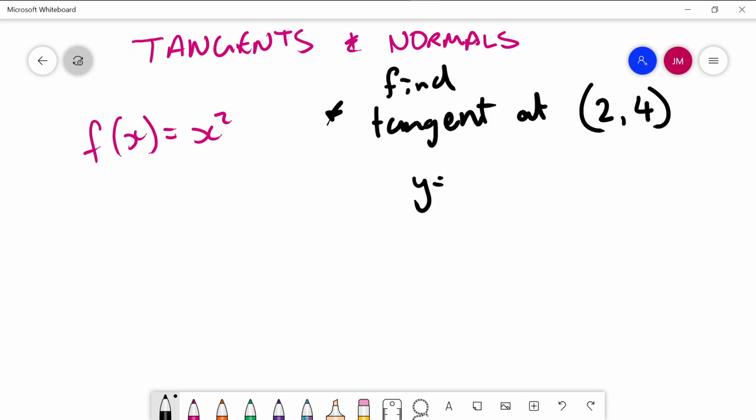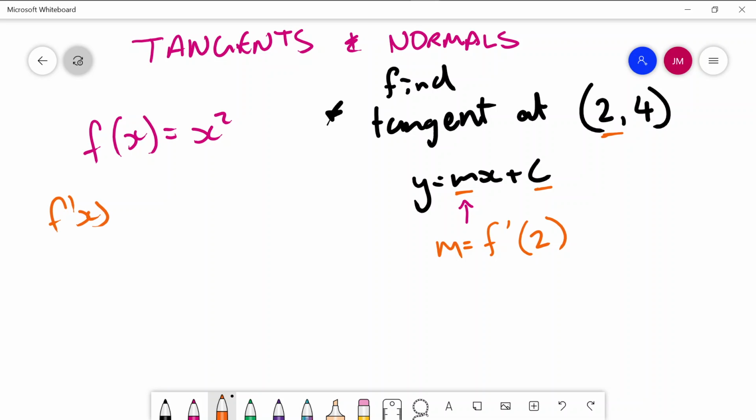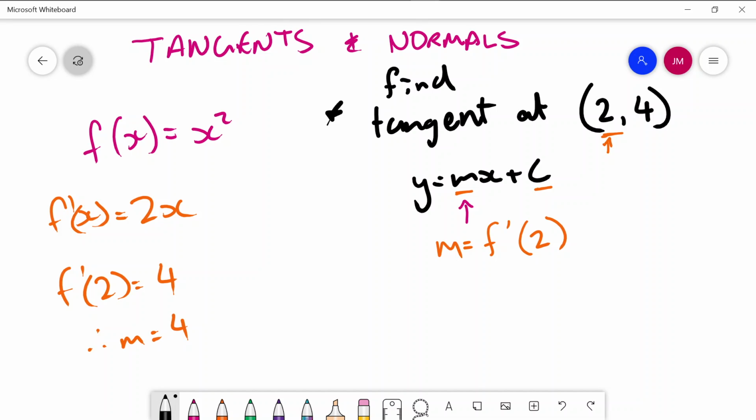So we know we want y equals mx plus c, and that means we want to find a gradient and also an intercept. So the first thing we can do is find m, and we know the gradient is found by finding the derivative. So m is going to equal the derivative of f at whatever point we want to find, so at the point 2. So let's find the derivative of f of x. f dash x would be 2x, and then substitute in x is 2 because that was given to us in the original equation up here. So therefore the gradient is 4.